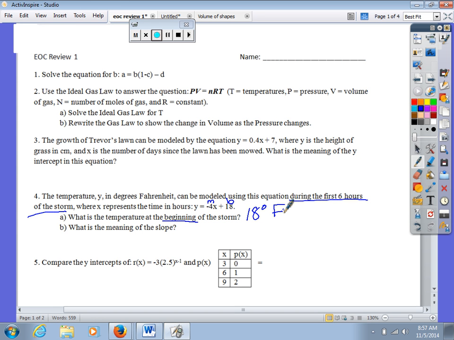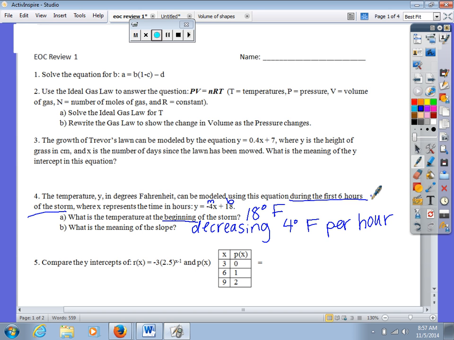What is the meaning of the slope? All right, so my slope, what is the slope doing first off? Is it increasing or decreasing? So I would say it's decreasing. Now, what is it decreasing? Is it decreasing 4 apples, 4 minutes? What's it decreasing? 4 degrees Fahrenheit per what? Now, per hour. Now, where does this during the first 6 hours come in? This would come in if we said decreasing 4 degrees Fahrenheit per hour during the first 6 hours of the storm. That's just letting you know. After the first 6 hours, we don't know what happens. It might start decreasing 10 degrees per hour, or it might stay constant. So this part's just there to throw you off.